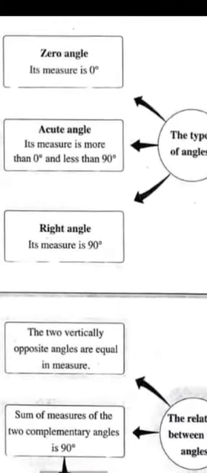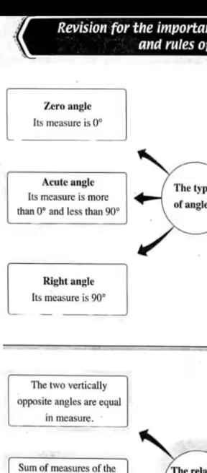Firstly, we start with the zero angle. The zero angle is the angle whose measure is equal to 0 degrees. And second, the acute angle. The acute angle is the angle whose measure is more than 0 and less than 90 degrees.